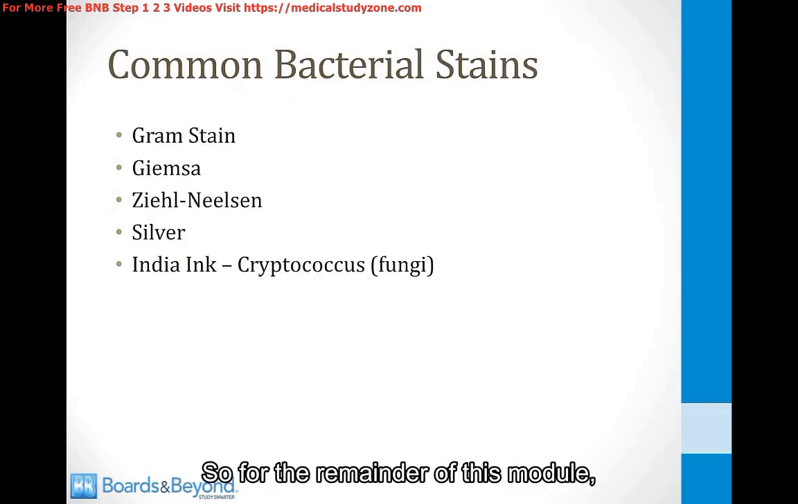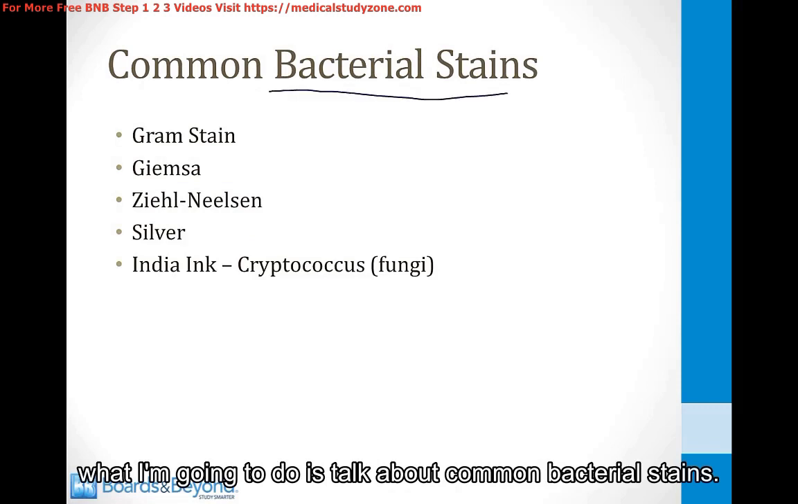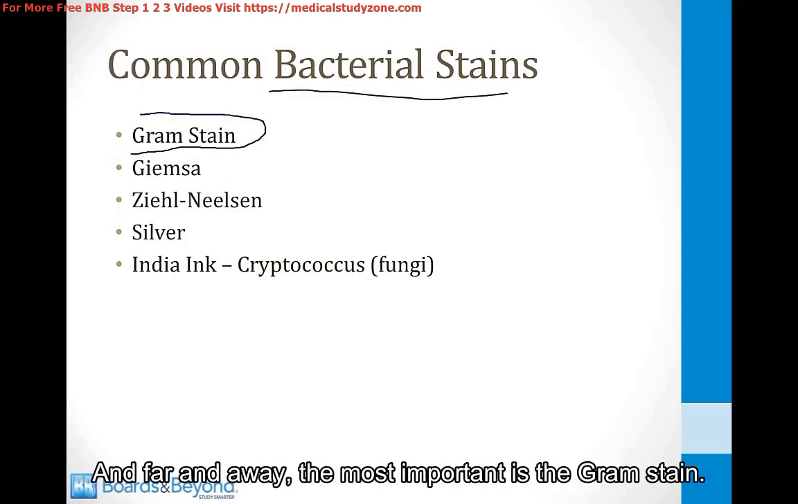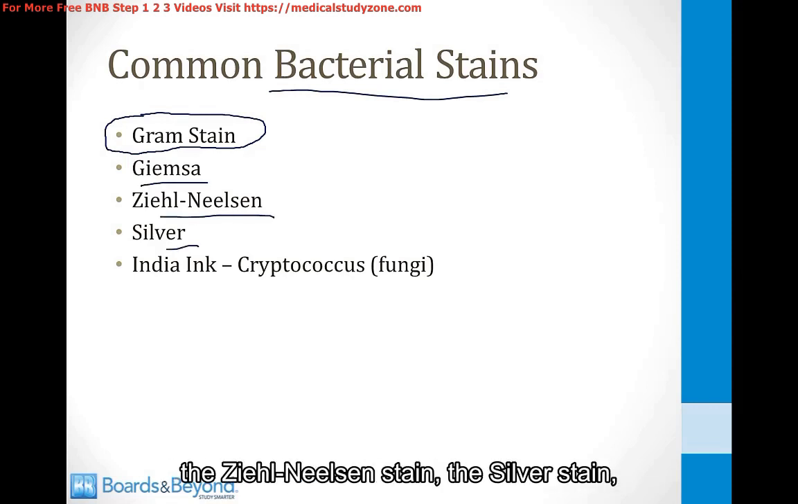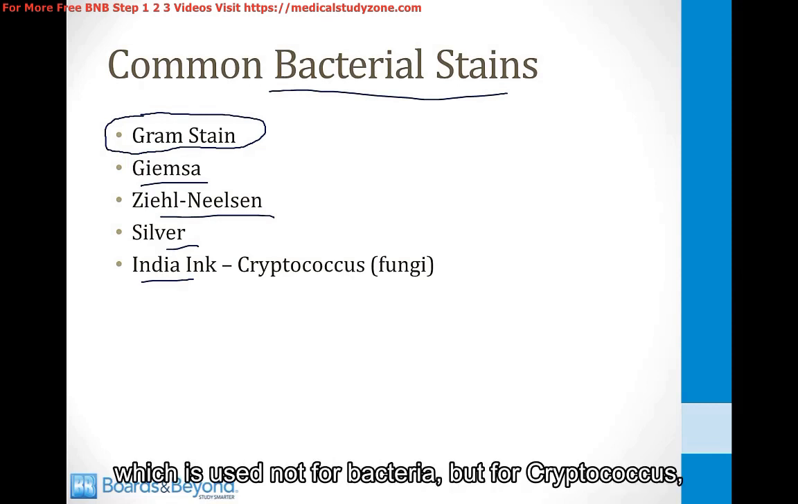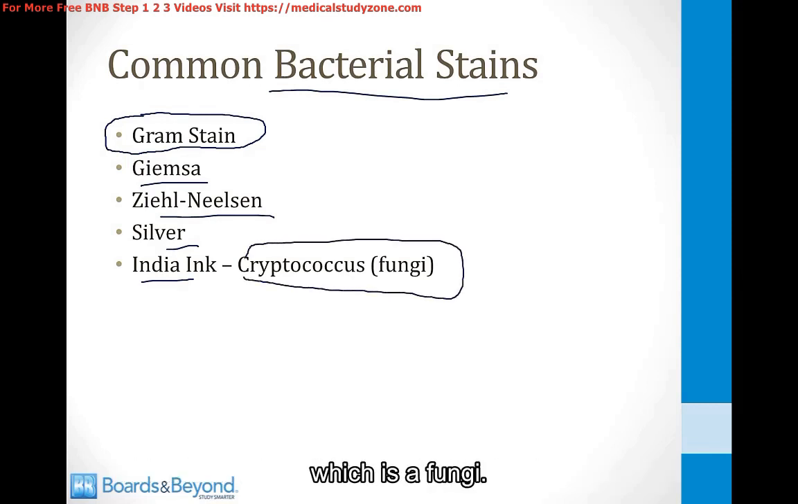So for the remainder of this module, what I'm going to do is talk about common bacterial stains, and far and away the most important is the gram stain. We'll talk about that in detail. And then I'll also mention the Giemsa stain, the Ziehl-Neelsen stain, the silver stain, and finally the India ink stain, which is used not for bacteria, but for Cryptococcus, which is a fungus.